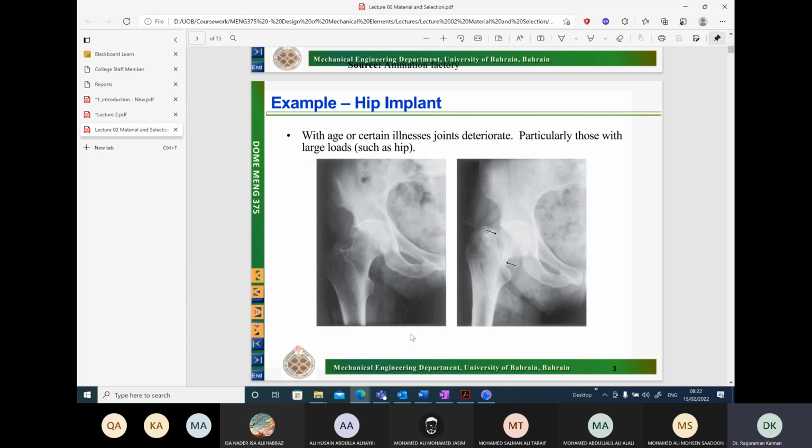Why is yield strength important? When you are putting some other material inside your body, what is the most important property you would be looking for? For example, not only hip implant, maybe you want to put a piece of metal in a person's broken hand. What is the most important property you would be looking for?